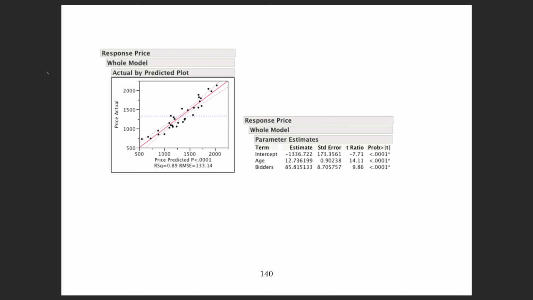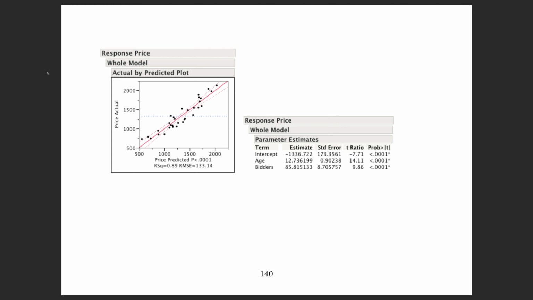On the left-hand side, we have the plot. This is showing us the actual prices on the y-axis, and the predicted prices on the x-axis. This is the combination of age and bidders. This is our best prediction, and you can see the predictions look quite good. The R-squared value is nearly 90%. So nearly nine-tenths of the variability around the average price disappears if you look at the variability around the fitted line. So that's quite impressive.